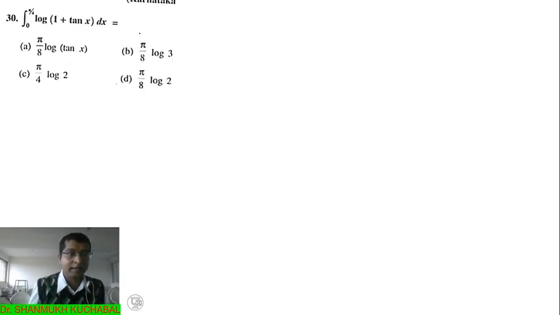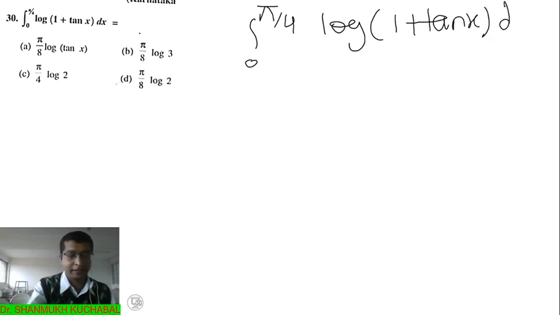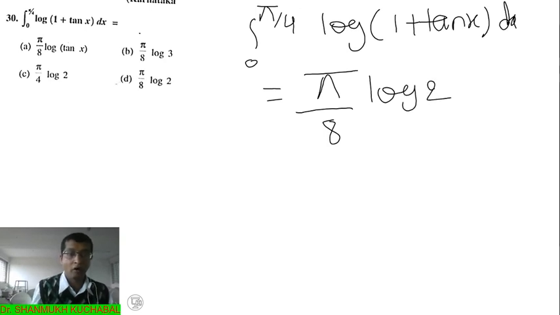Okay, we'll move to the next example. It is integration 0 to pi by 4 of log of 1 plus tan x into dx. This is a standard formula. So the answer for this integral is pi by 8 log 2. Therefore option D, pi by 8 log 2, is the right answer for the given integral.